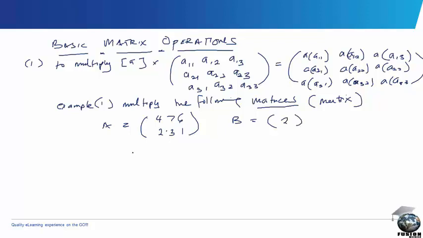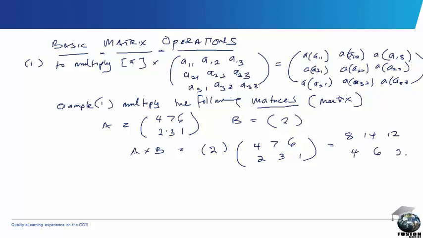So A times B will be equal to 2 times 4, 7, 6, 2, 3, 1. What we do here is multiply each matrix element by 2. You have 8, 14, 12, you have 4, you have 6, you have 2. And so this is illustrating the example above.